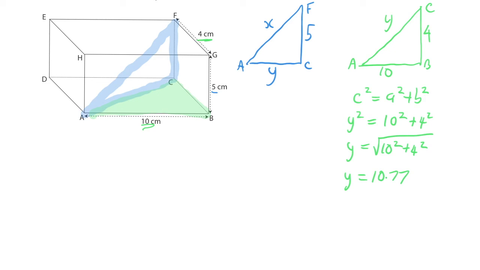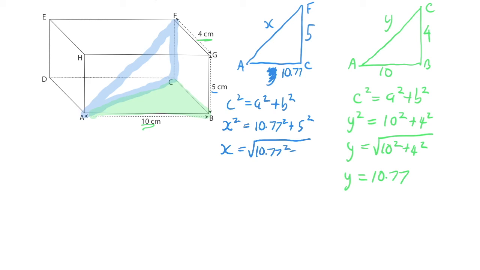So now that I know what Y is equal to, I can go back to my original triangle and add that in, which now gives me two known sides that I can use to find my unknown X value using Pythagoras. So again, I'm going to start off with the formula, C squared equals A squared plus B squared, and then substitute in my known values. So X squared is going to equal 10.77 squared plus 5 squared. So X will equal the square root of 10.77 squared plus 5 squared. So X will equal 11.87 centimeters.